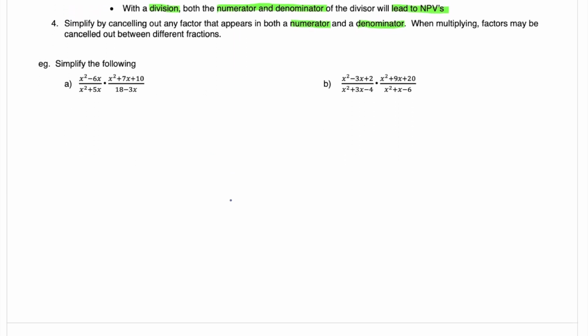And so for our first one, we'll start by factoring, as we always should. If you look at our first fraction here, we can take an x out of the numerator. So I'll factor out an x, and that'll leave me with x minus 6. And then if I look at the denominator, I can factor out an x again, and that'll leave me with x plus 5.